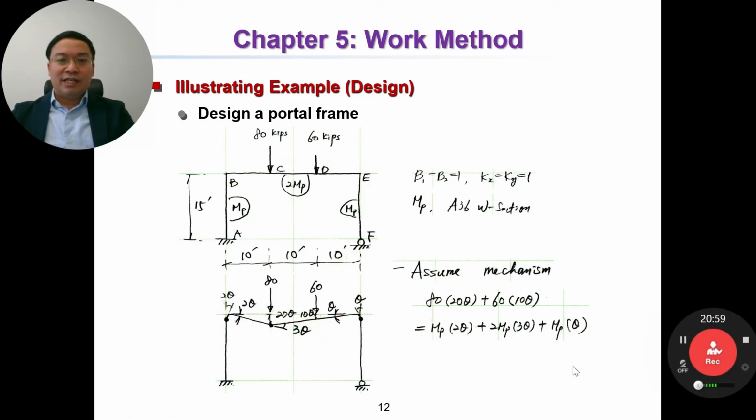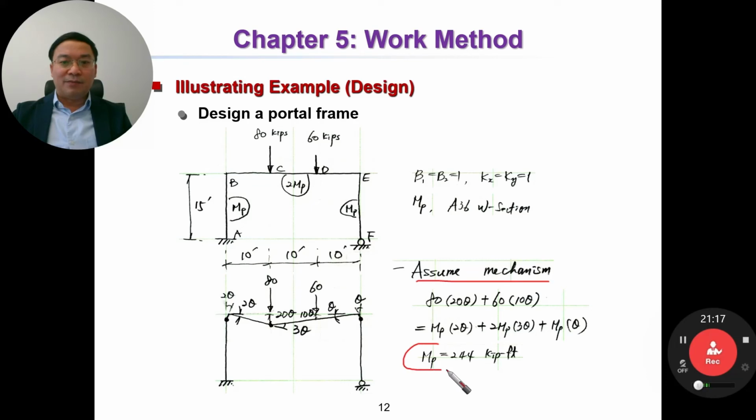Then by solving this equation, we have MP equal to 244 kfeet. Okay, so based on this assumed mechanism, we have MP equal to 244 kfeet. That is the solution of MP corresponding to the assumed mechanism.